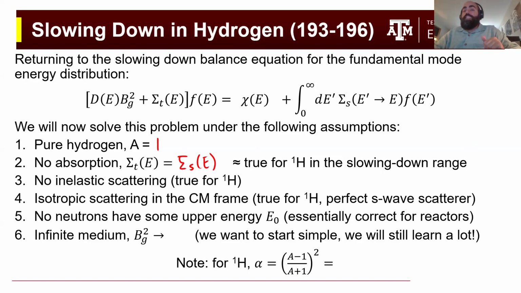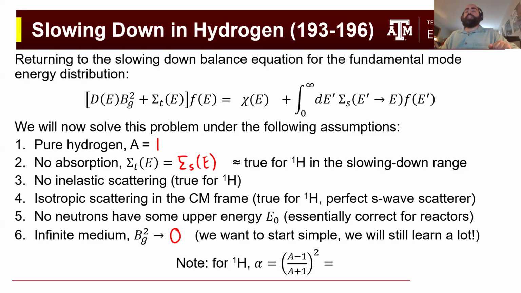Hydrogen is very small, so it's not going to do inelastic scattering. It's basically a pure elastic S-wave scatterer. That means the scattering is going to be isotropic. We assume no neutrons have energy above some upper energy E sub zero, whatever the max neutron energy is, like 10 MeV, or we could set the cutoff at 2 MeV pretty reasonably as well. That's basically true for fission reactors. And if it's an infinite medium, then we can say that Bg squared goes to 0.